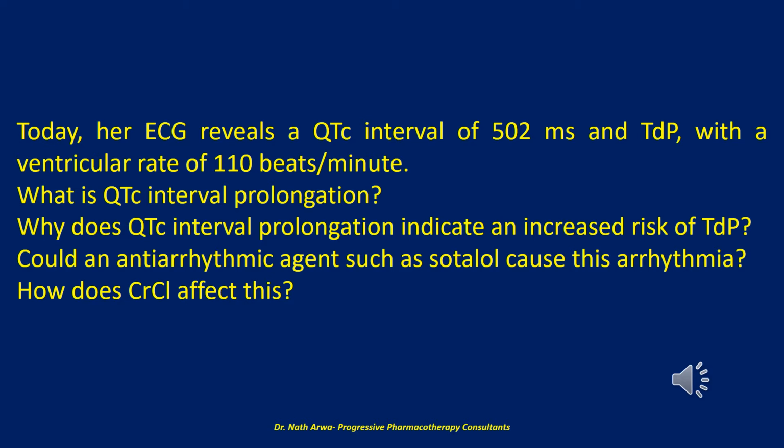The next question reads, today, her ECG reveals a QTc interval of 502 milliseconds and torsades de pointes, with a ventricular rate of 110 beats per minute. What is QTc interval prolongation? Why does QTc interval prolongation indicate an increased risk of torsades de pointes? Could an antiarrhythmic agent such as sotalol cause this arrhythmia? How does creatinine clearance affect this?